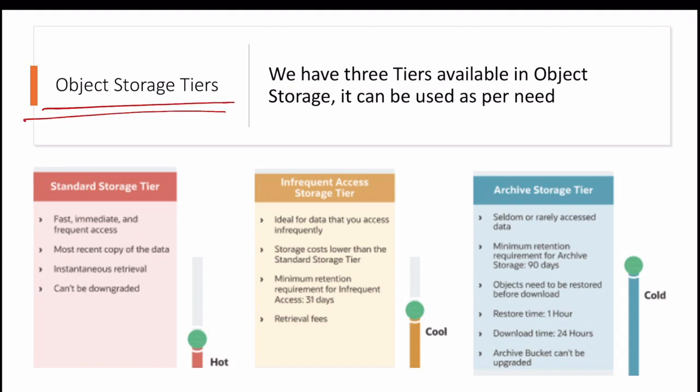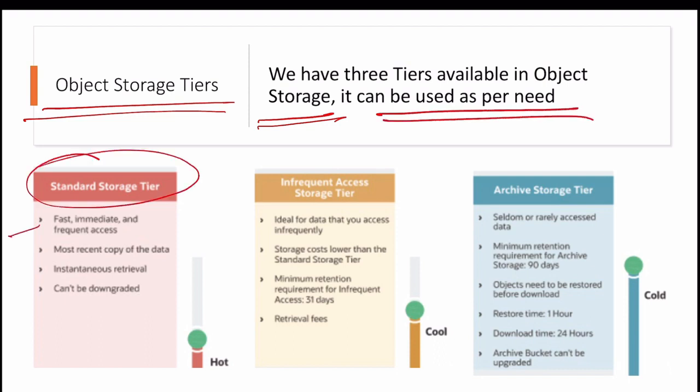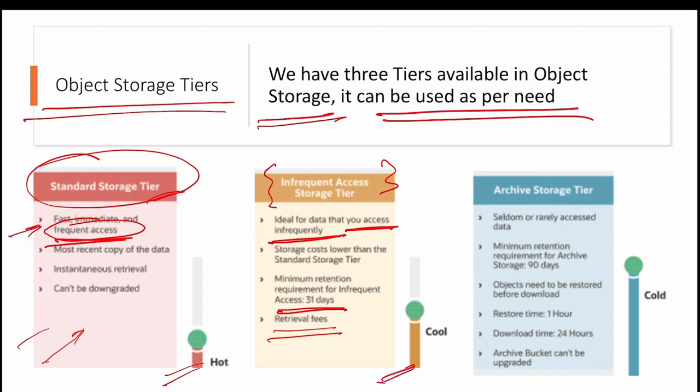If we talk about the object storage tiers, that is important. We have three tiers available in object storage. It can be used as per needs. So standard storage is fast, immediate and for frequent access. Just understand this term: whenever we need to access the data frequently, then we will use standard storage. Next we have infrequent access, ideal for data that you access infrequently. The retention time is 31 days. So minimum we need to keep the data for 31 days. Here it costs a little less than standard storage, and we need to pay retrieval fees. So this one is known as a hot tier, then this is known as a cool tier.